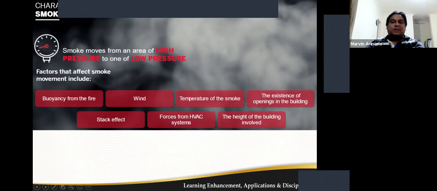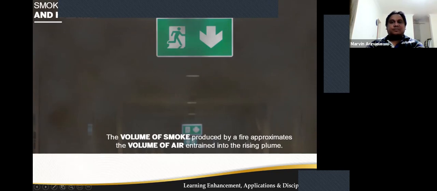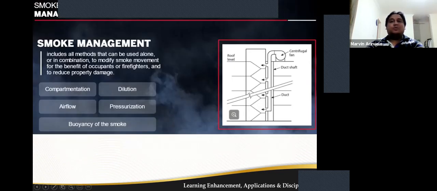The smoke can adversely affect people and property, as we discussed earlier. In addition to a reduction in visibility and light due to light obscuration, for example, the smoke can result in an exposure to toxic gas, elevated temperature, or radiant energy. The volume of combustion product contained in a rising plume is relatively small compared to the volume of air in a total mixture. Consequently, the volume of smoke produced by a fire approximates the volume of the air drawn into the rising plume. And we discussed many times what the plume is earlier.